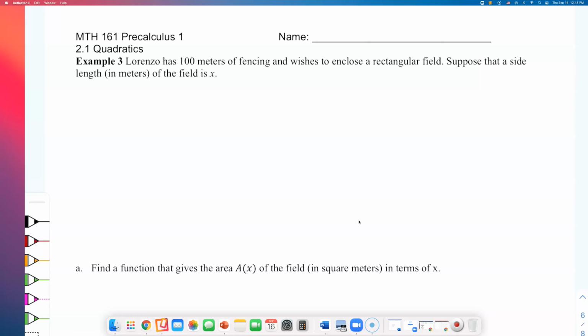So example 3, it says Lorenzo has 100 meters of fencing. What is he doing with this 100 meters of fencing? And he wishes to enclose a rectangular field. So let me draw a rectangle. Let that be his rectangular field. So it has 4 sides, right? And he only has 100 meters to build this.